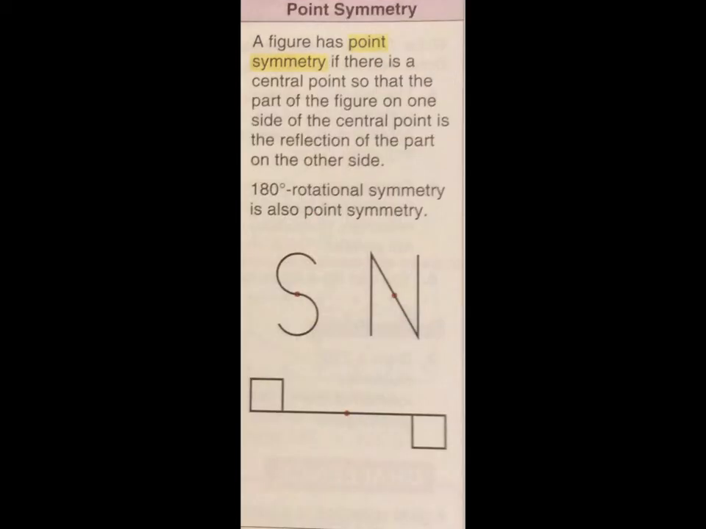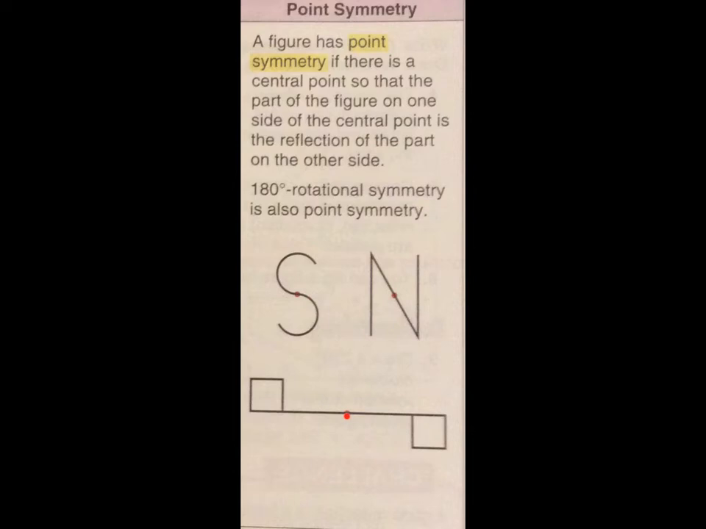Our last example is point symmetry. A figure has point symmetry if there's a central point so that the part of the figure on one side of the central point is the reflection of the part on the other side. So here we have the S, and we have this point right here. We can flip this over, and it would be the same. The same here with this N, and then this right here, if we put that in the middle.